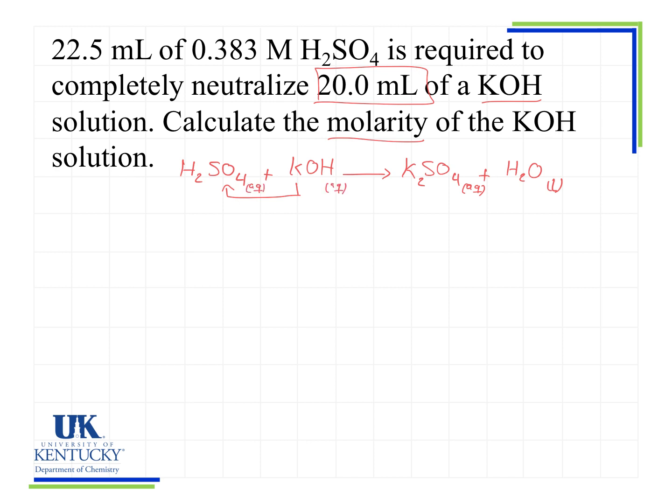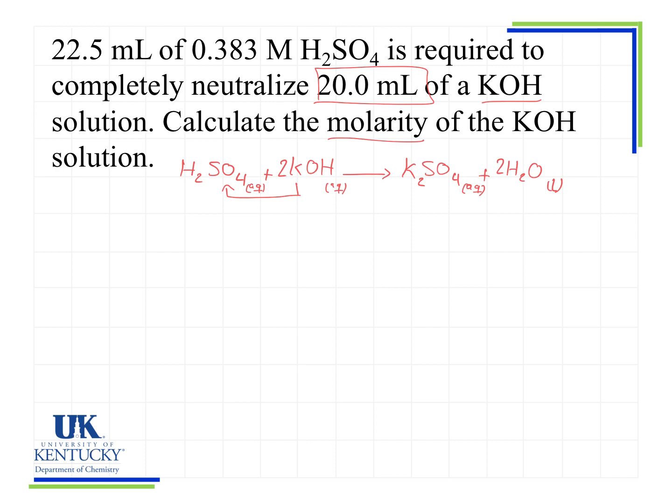Okay, so we need to balance that. We have 2H+ here, so I need 2H+. Over there we have 2OH, so 2OH and 2 potassium, it is balanced. Okay, so now I have the balanced equation. I didn't go through the details, you probably know how to, you've had enough practice, but this is the balanced chemical equation.